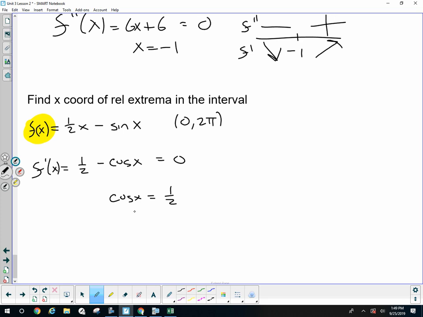Got to know my trig. Is cosine equal to positive a half? 5 pi over 3. It will never disappear on you. Now, we have an interval, 0 to 2 pi. So we actually have a starting point and an ending point, or else this would go on forever and ever and ever.